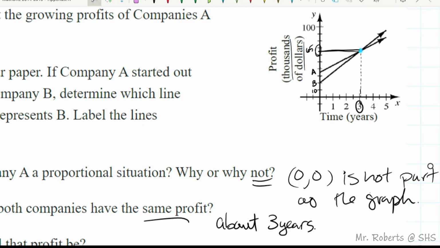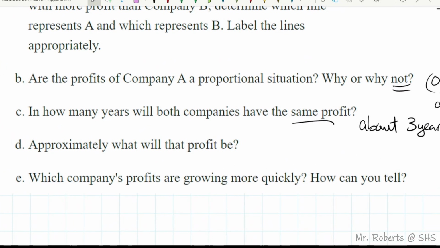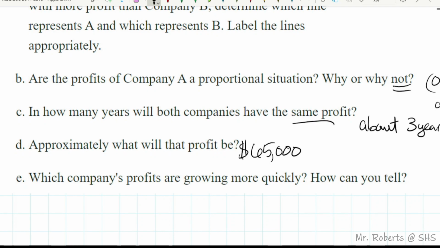So I would say approximately what will the profit be? $65,000. Now remember, I'm reading that question in context of C. C says, how many years will both companies have the same profit? Well, in 3 years. At that time, when they have the same profit, what will the profit be? $65,000.